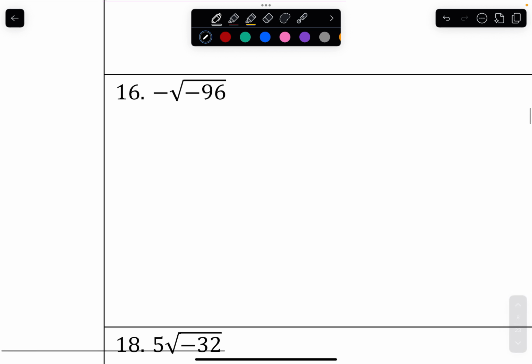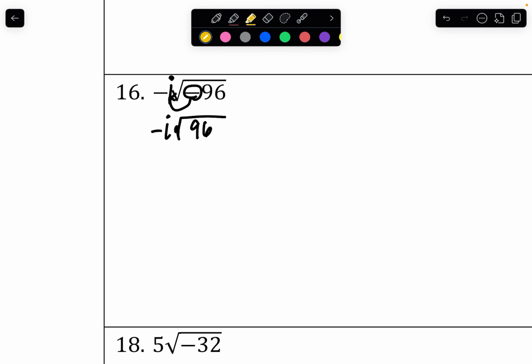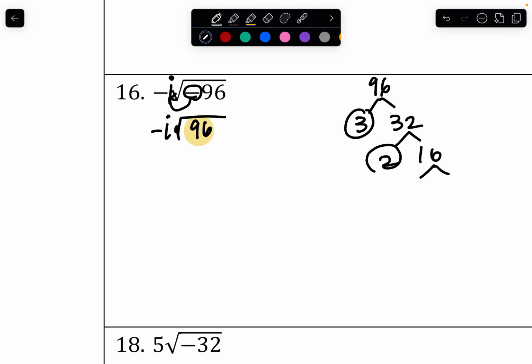Okay, here we have a negative outside and we have a negative inside, so that means we're going to have an I outside with that negative. Those negatives don't cancel. Okay, and so now we can focus on the 96. I'm going to make a factor tree. 3 and 32, 2 and 16. Again, you can pick any two factors. Your primes at the end should match either way.